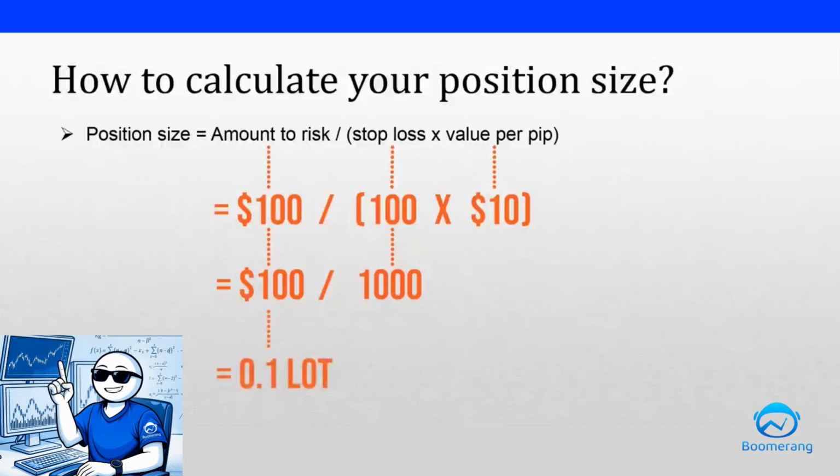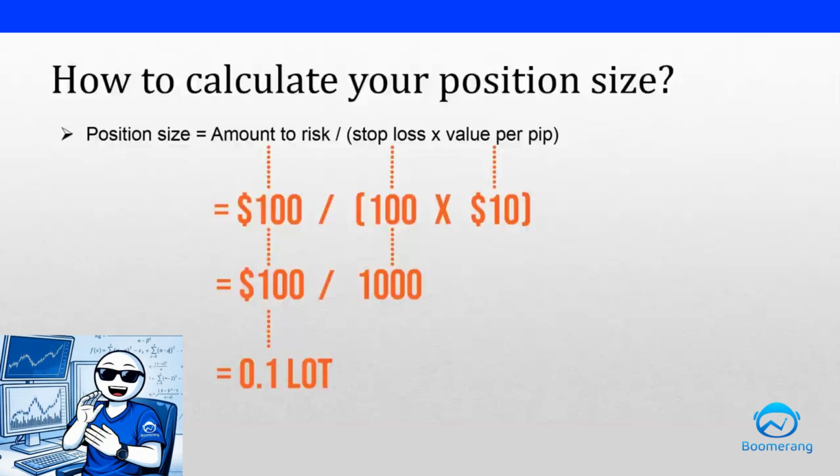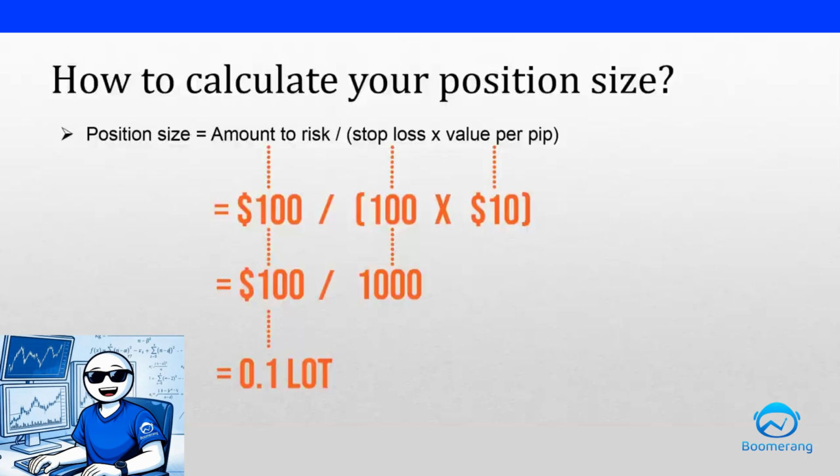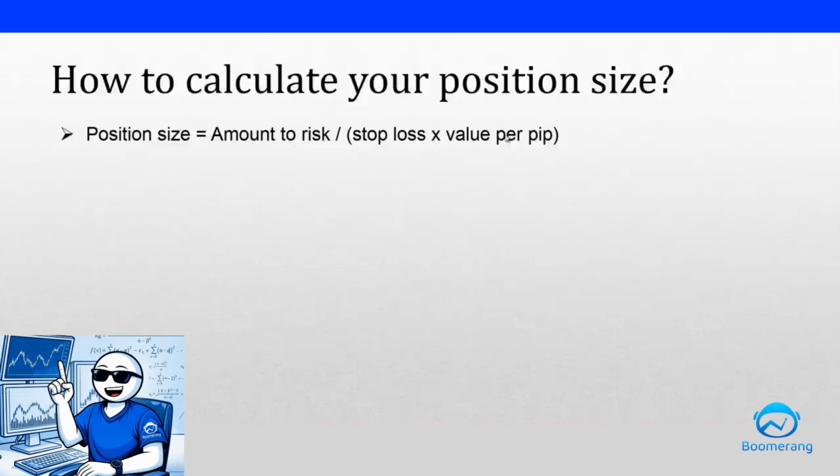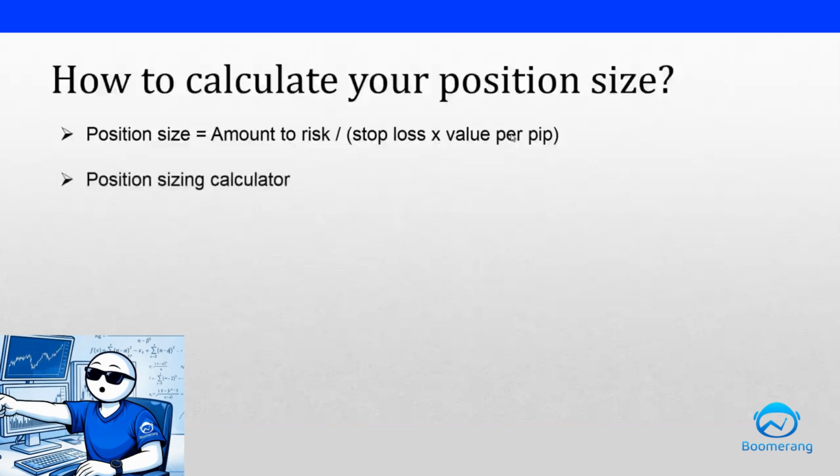So the trouble with this is that your value per pip is constantly changing. It really depends on the quote currency. It depends on the currency that you have funded your account with. So you can see that things can get really cumbersome, right? So one thing I suggest is to use a position sizing calculator to make your life really easy. And I'm going to show you how to do this step by step.